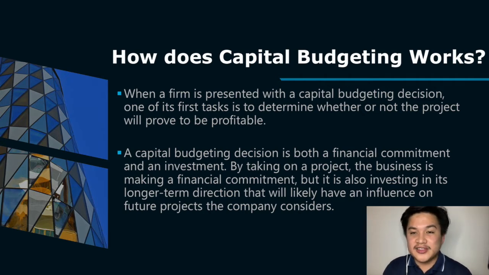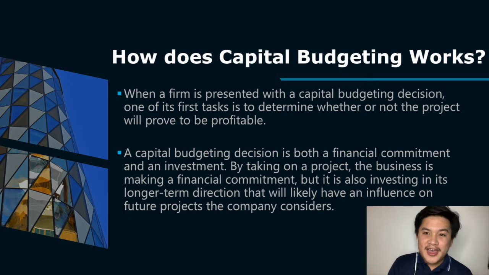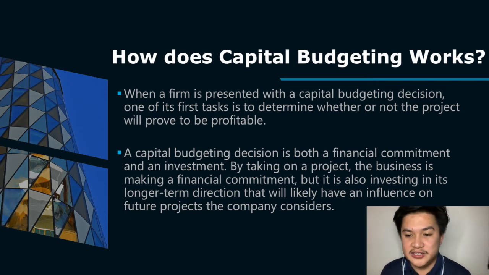We will determine the financial viability of each investment proposal. We will choose the project to implement from among the investment proposals. We will then implement the projects chosen. And of course, we will be monitoring the project or the projects implemented. So, it is said that a capital budgeting decision is both a financial commitment and an investment. By taking on a project, the business is making a financial commitment, but it is also investing in its long-term direction that will likely have an influence on the future projects of the company.